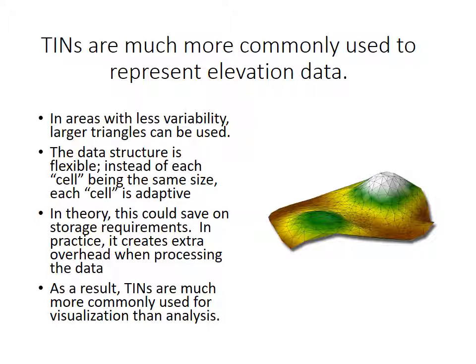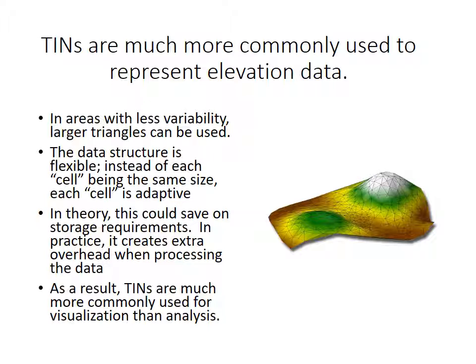The idea behind TINs was that it was supposed to save storage space. Instead of having one cell everywhere across your study area, you could eliminate some of those cells because they're just redundant information. If you're modeling a flat plane, you don't need hundreds of pixels to do that. You could theoretically do it with just 3 or 4 points.